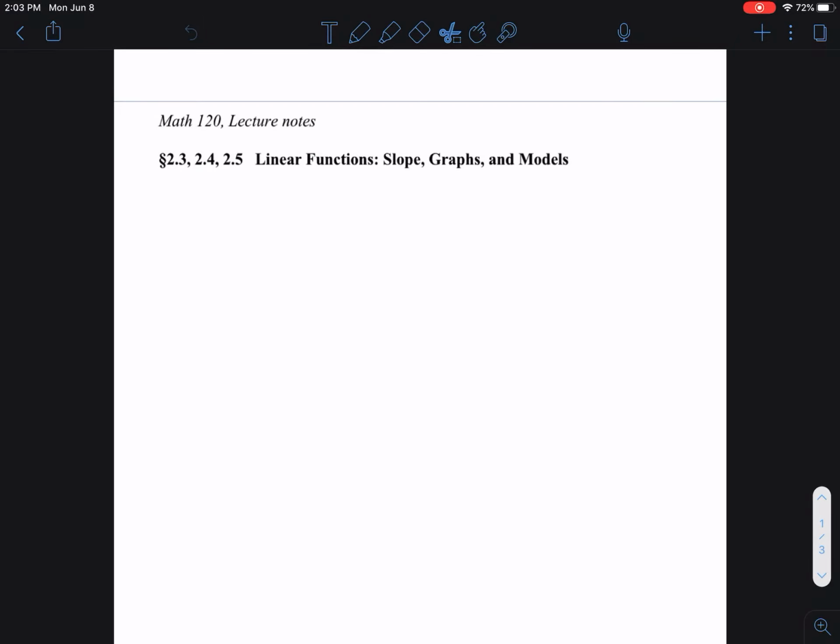Alright guys, so in this video we're gonna combine several concepts for chapter 2, mainly dealing with linear functions. So we're gonna talk about slope of linear functions, graphs, and models. The models will be word problems.